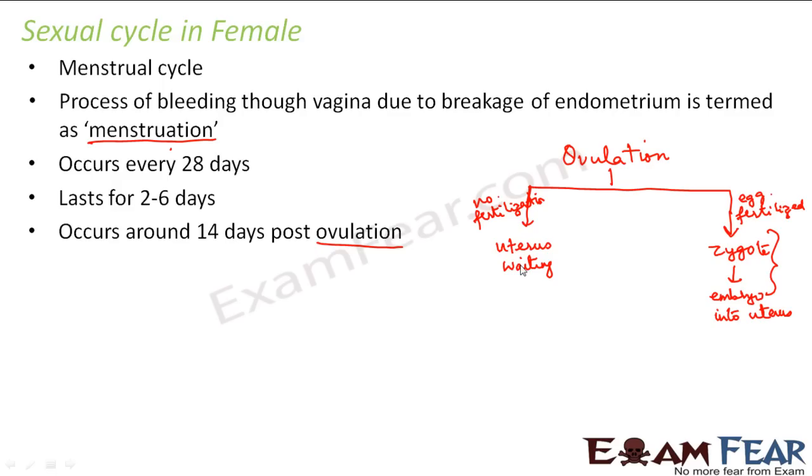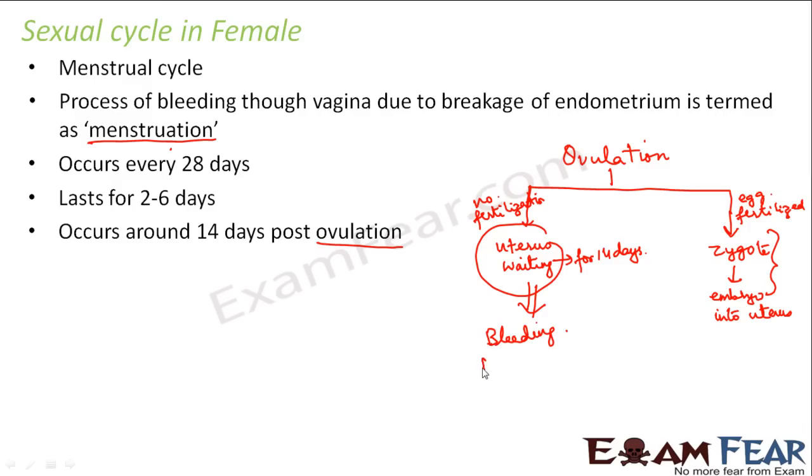So the uterus is waiting. Now even after 5 to 6 days, the uterus doesn't get the embryo. So the uterus thinks, okay, maybe I'll get it tomorrow. So it waits for some more time. Finally it is seen that the uterus waits for around 14 days. Now when till the 14th day also the uterus doesn't receive an embryo, then what happens? The endometrium breaks. So bleeding happens, and that is known as menstruation. So that is how menstruation happens 14 days after the date of ovulation.